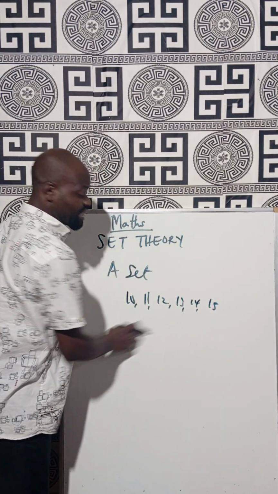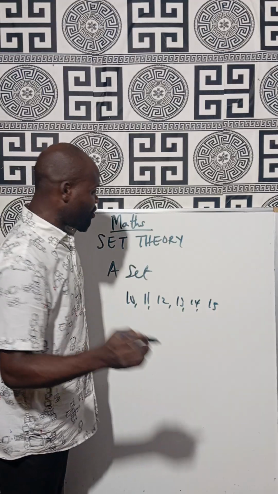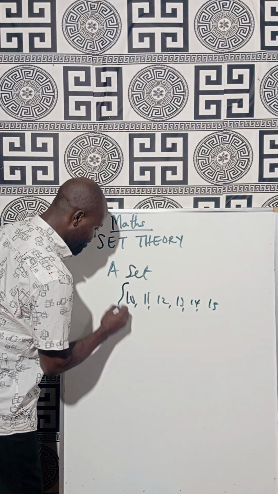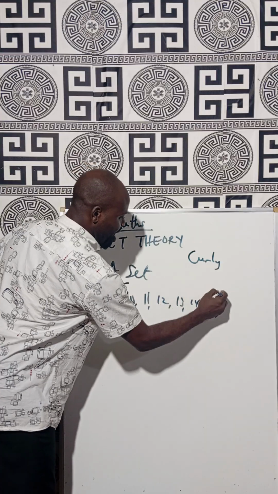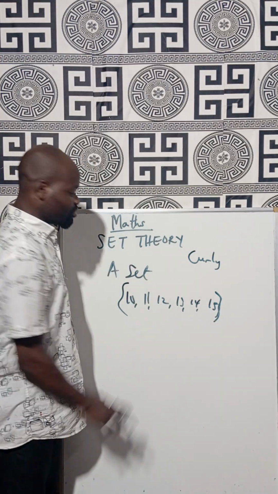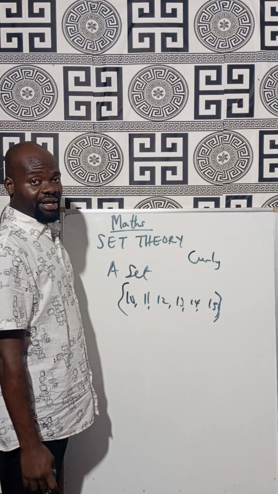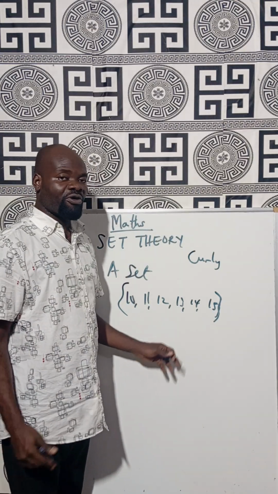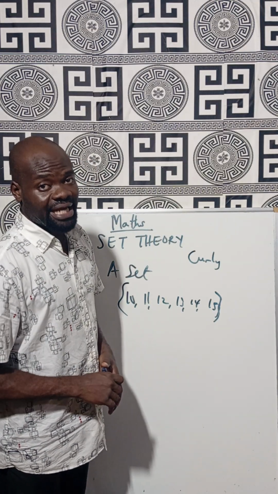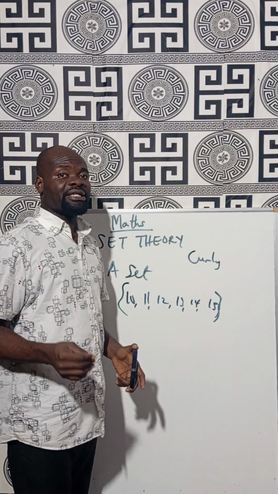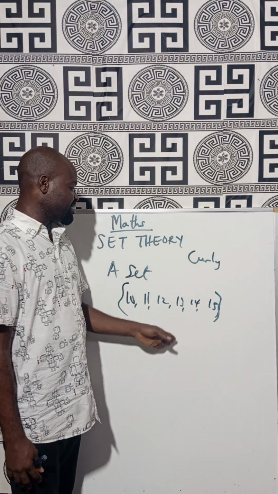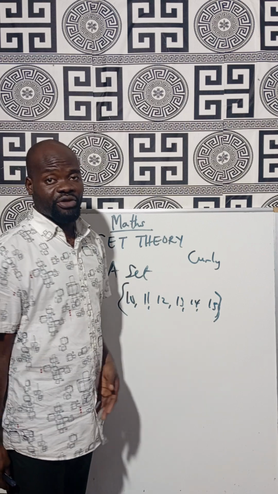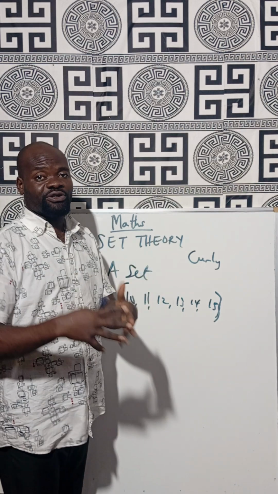Understand? All these numbers here, we must put them inside what we call a curly bracket. Curly bracket, C-U-R-L-Y. So that's how you put your elements. All these numbers here are called elements of the set. The elements of the set are the members of that set. So we have 10, 11, 12, 13, 14, 15. Each of them is an element of the set.